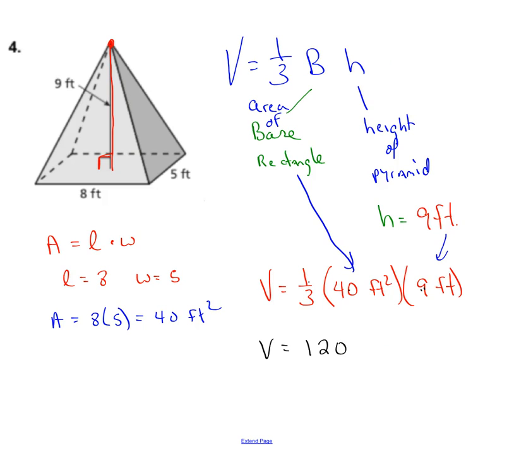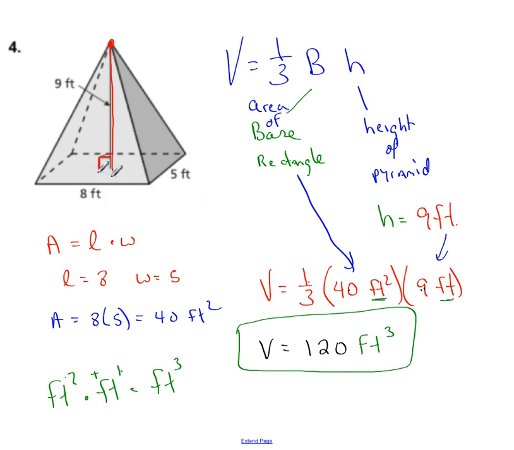120. And then your units, you have feet squared times feet. So feet squared times feet to the first, if you want to think about it that way, is going to be feet cubed. Because my 2 dimensions and one more dimension will give me 3 dimensions. So 120 feet cubed is the volume of this rectangular pyramid.